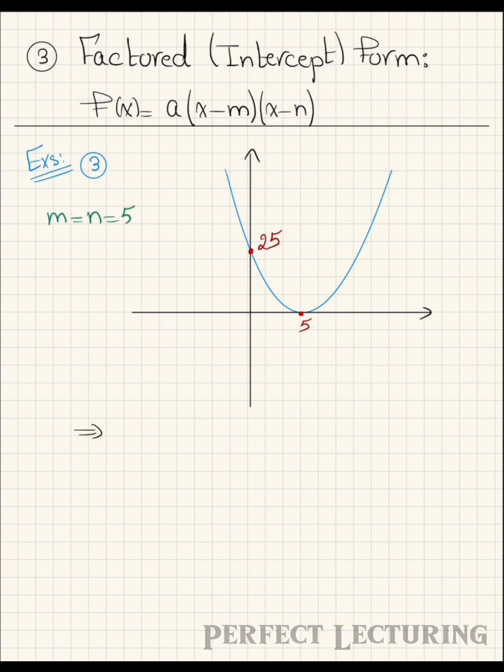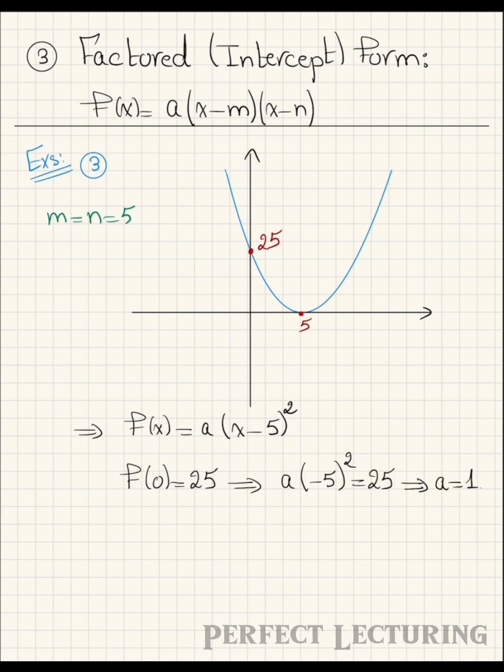So the parabola becomes f of x equals a into x minus 5 into x minus 5, or simply x minus 5 to the power of 2. Again, how do we find a? We have f of 0 is equal to 25, and this gives us a equals 1. Therefore, f of x is equal to x minus 5 to the power of 2, or if you want to express it in the general form, it is x squared minus 10x plus 25.